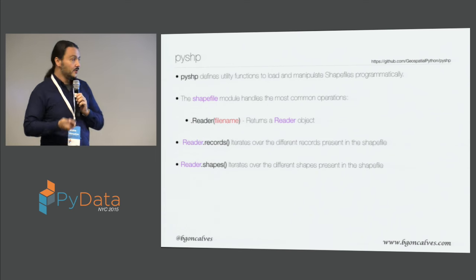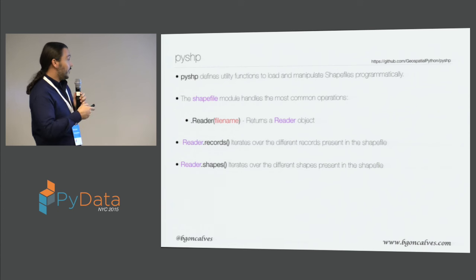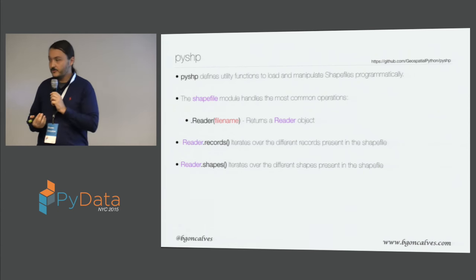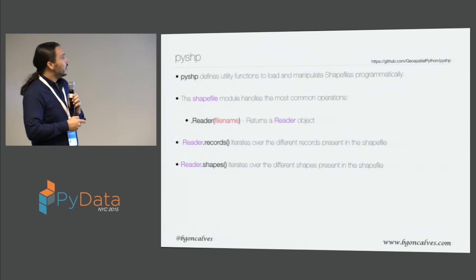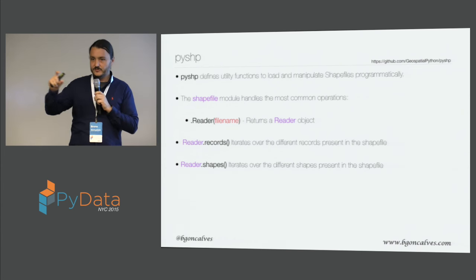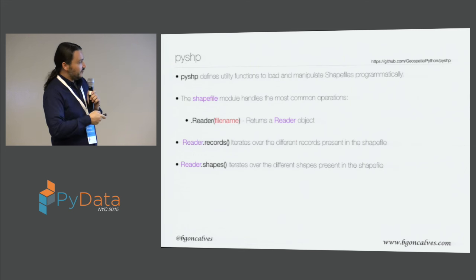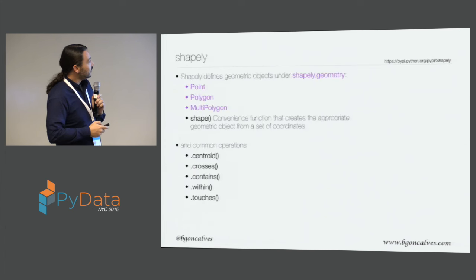There's a little library called PyShp, or PyShapefile, that basically defines utility functions to load and manipulate shapefiles programmatically. The only thing you really need to know about this is how to read the file and how to get the records. That basically tells you what are the polygons that are defined, and the shapes basically gives you all the shape information you need.